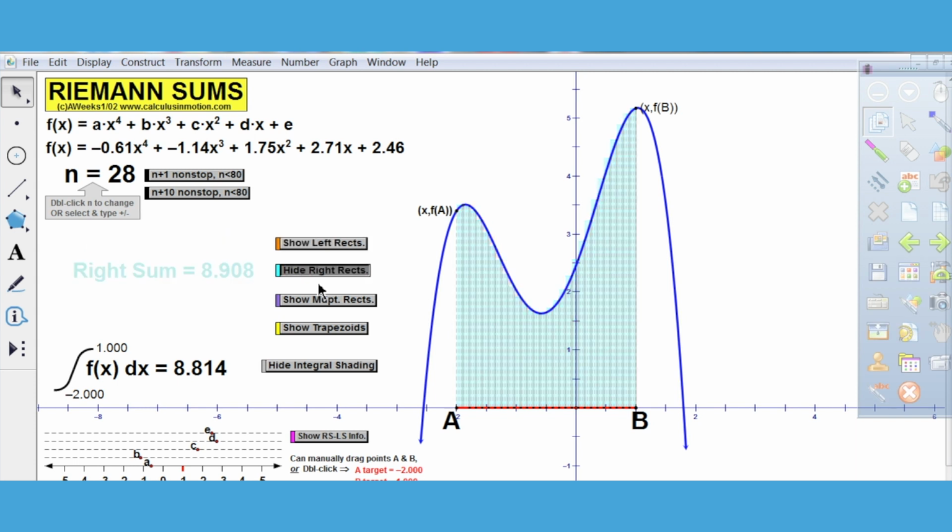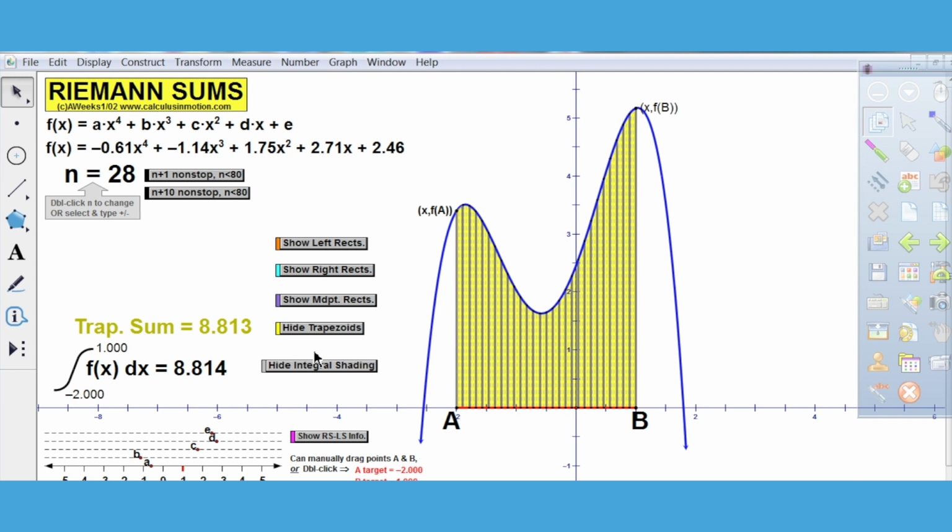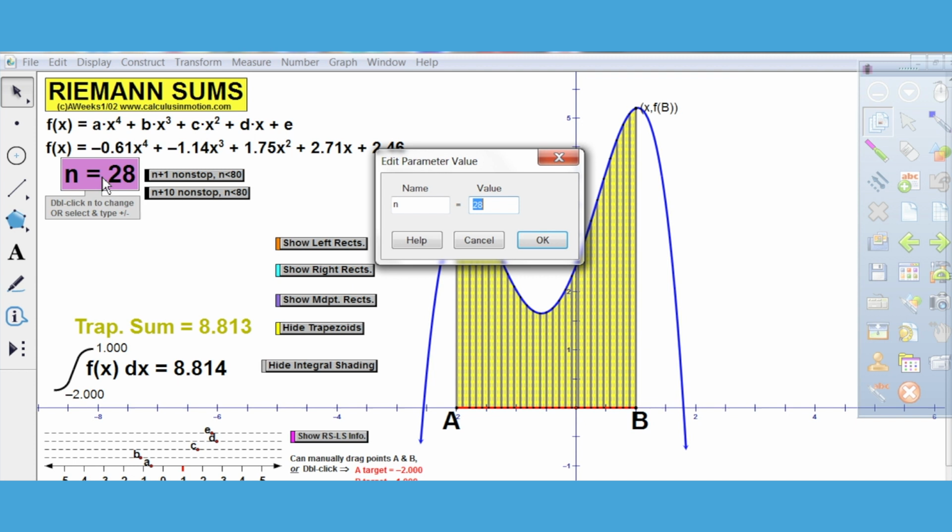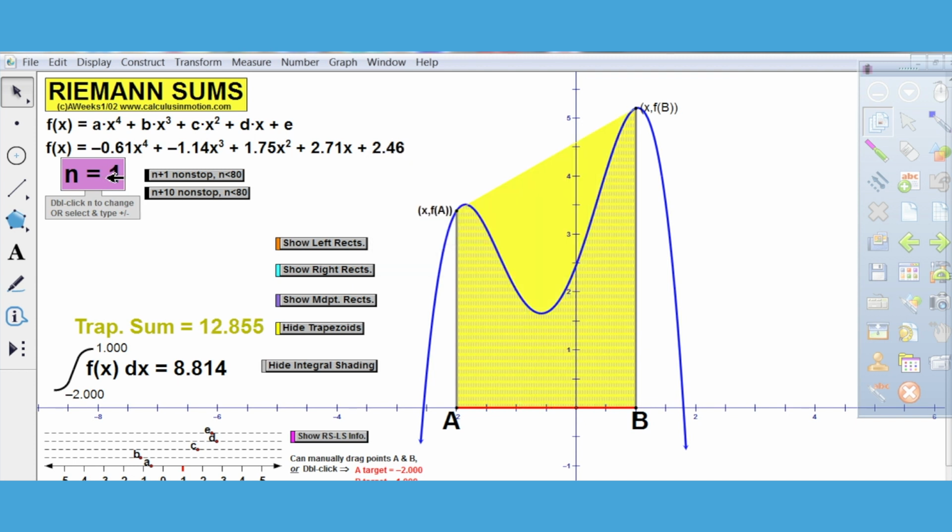And then I would like to hide those, and show the trapezoidal rule. Trap's pretty good right there, isn't it? What if we just had one? One trap's not good. Okay, so let's do one trapezoid. That's not very good. But again, the more that we do of these, the better we get, right?